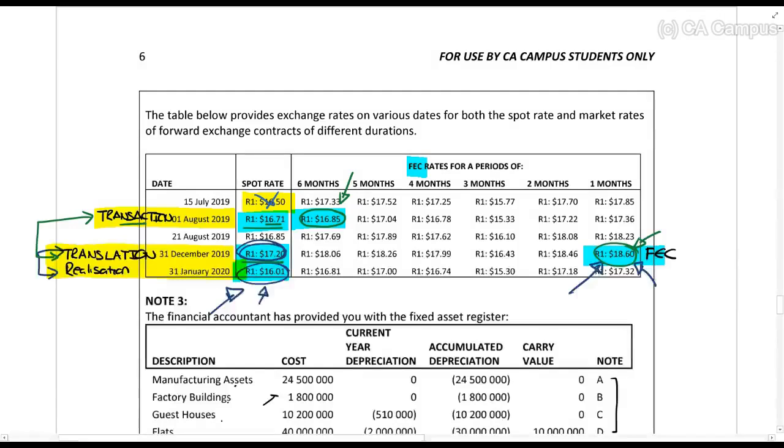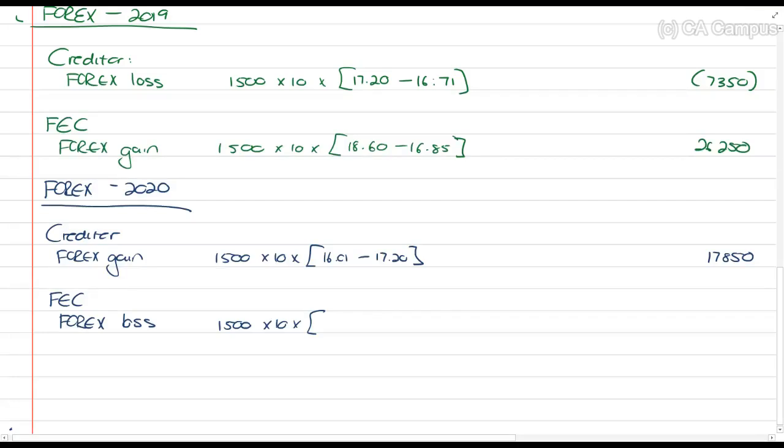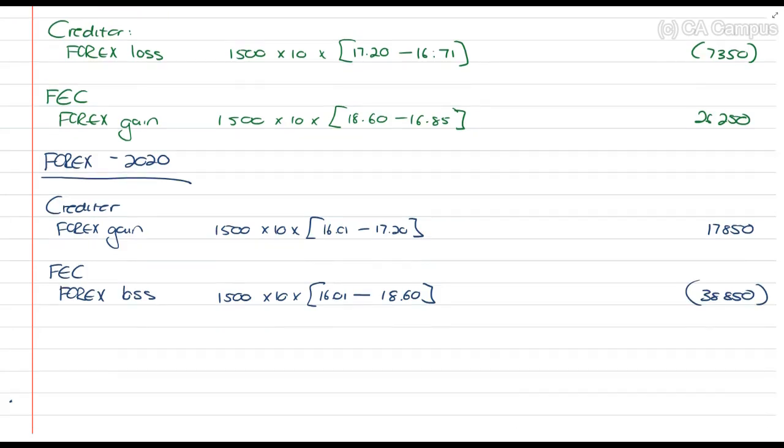Or in other words, we restated it. We took the FEC from 1685 to 18 Rand 60. So we restated that instrument. We increased it in value. So that's an FEC. Now we're decreasing it again. However you view it, however you've studied it, also in accounting, that same logic applies. 38,850. Now we can perform a quick spot check to see if we are correct.